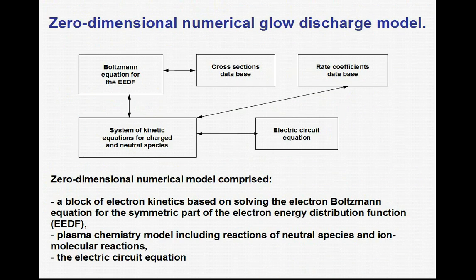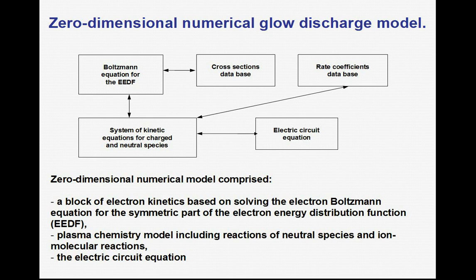Zero-dimensional numerical glow discharge model comprised a block of electron kinetics based on solving the electron Boltzmann equation for the symmetric part of the electron energy distribution function, and a plasma chemistry model including reactions of neutral species, ion molecular reactions, and the electric circuit equation. The gas chemical composition in an operated discharge differs substantially from the initial one.